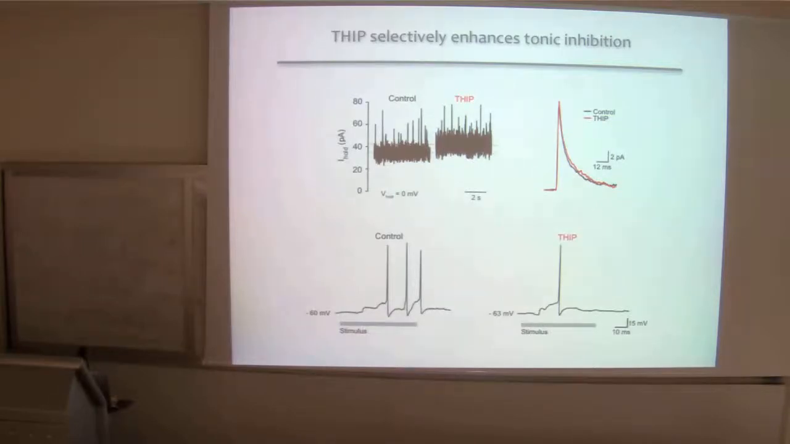And when we apply it, again in control, here's your sensory stimulus, air puff to the whiskers, you get summation, and then you get a nice burst of spikes, on average about 3. Then we apply THIP, which enhances tonic inhibition, makes the cell much less electrically compact, much less excitable, and then when you give the same sensory stimulus, now on average you get just a single spike. So it's not a burst of spikes anymore.